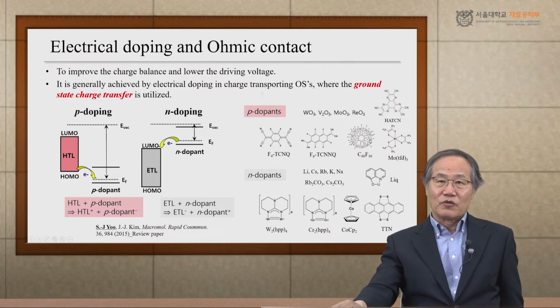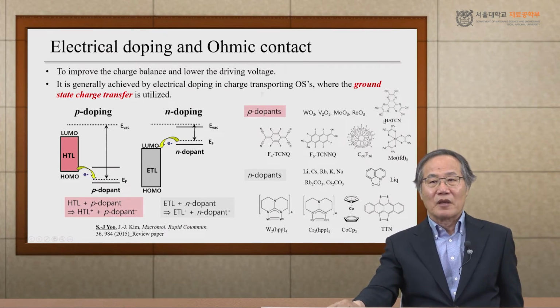Various molecules have been introduced, and transition metal oxides are working pretty well. And HATCN was developed by LG a long time ago and has been widely used for quite a bit of time. But nowadays, I think different dopants are used for commercial applications. Anyway, this is F4-TCNQ. They have a lot of fluorine atoms and cyano groups to extract electrons, or lower the electron level of them.